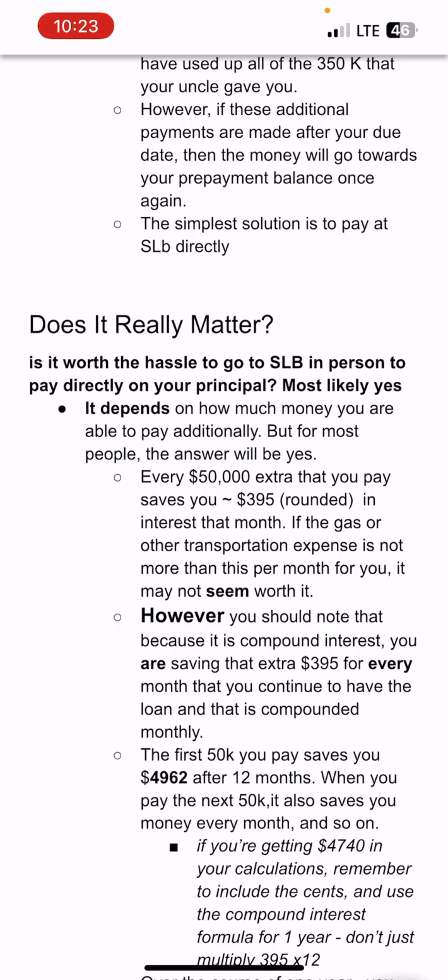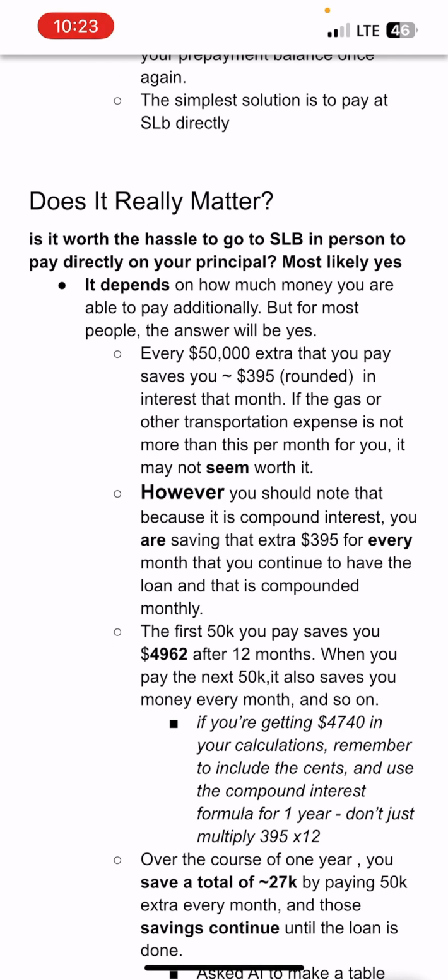I never knew about this prepayment thing before. Like, how much is it really saving me? Is it a big deal? Is it worth the time and effort, possibly the time off work and the mental load to sort it out? Well, if you like your money, then yes.